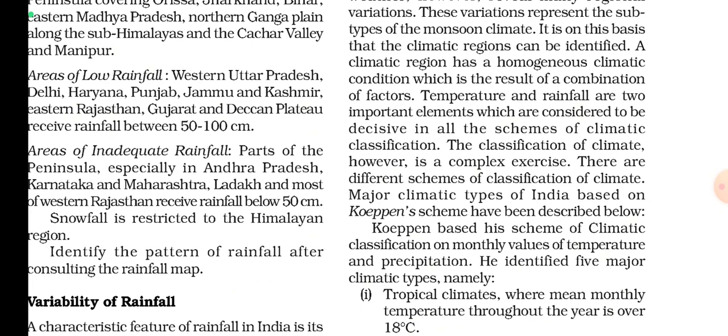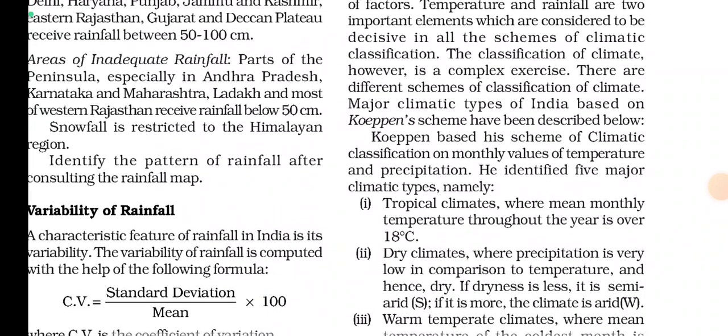A climatic region has homogeneous climatic conditions, which is the result of a combination of factors. Temperature and rainfall are two important elements considered decisive in all the schemes of climatic classification. The classification of climate, however, is a complex exercise. There are different schemes of classification of climate. Major climatic types of India based on the Köppen scheme have been described below.